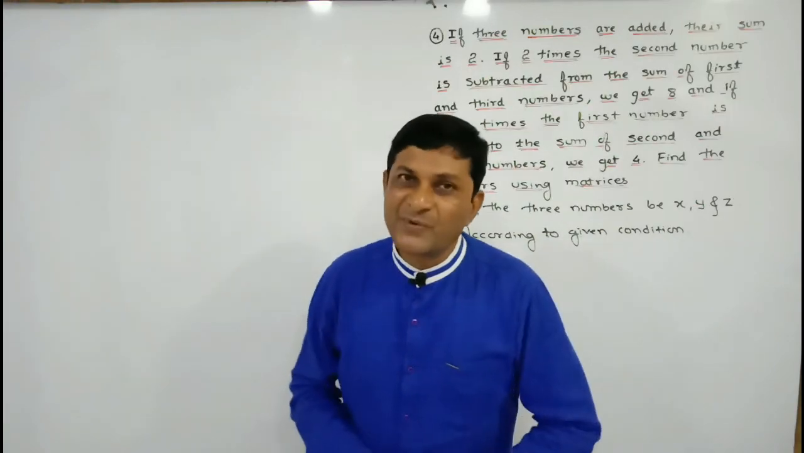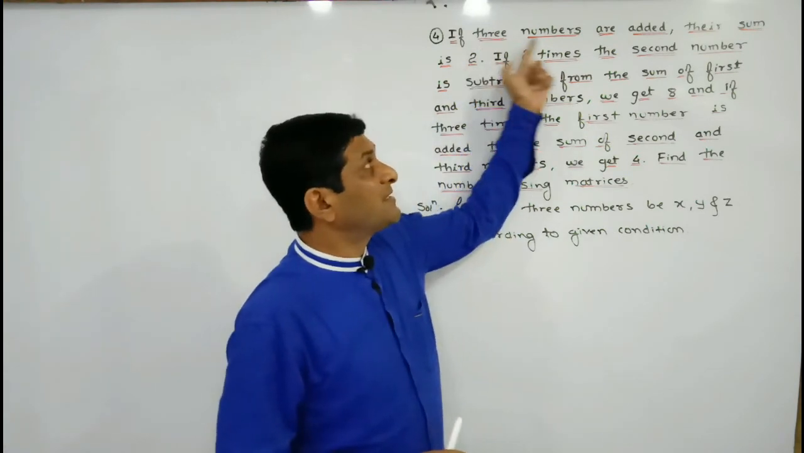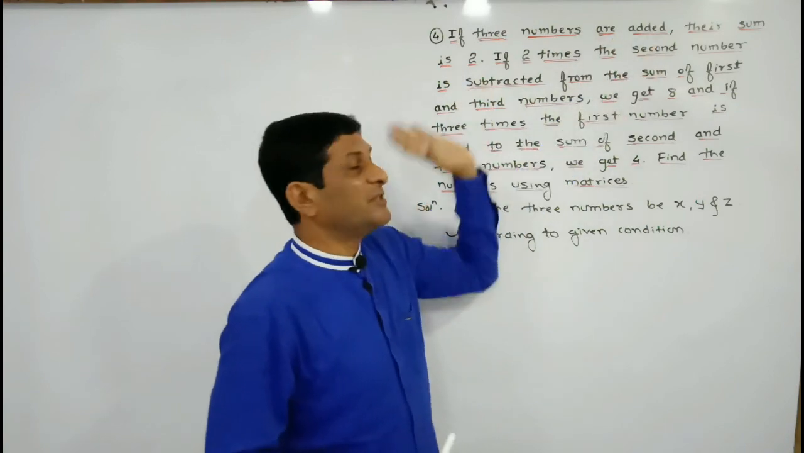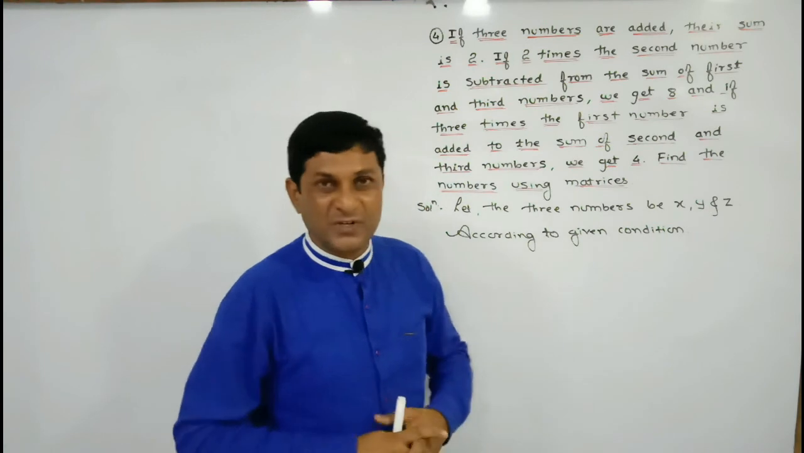Now see question number 4. Observe the condition in the given example. Here it is given to us that if the three numbers are added, their sum is 2. So using this first condition, we will try to form the first equation.